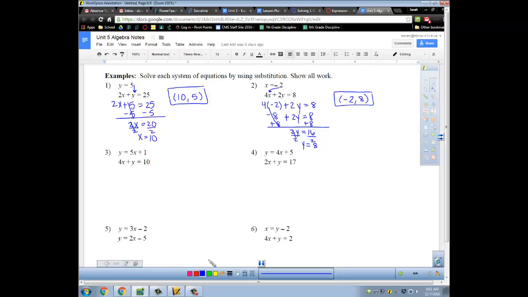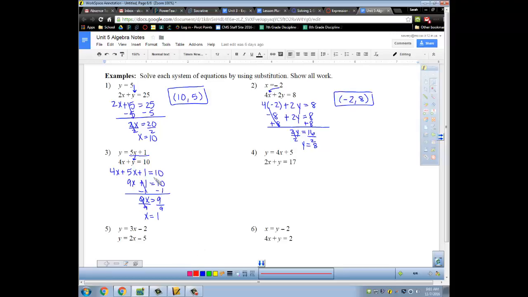Okay, we're going to get a little bit harder, where this time the variable by itself isn't just a plain number. It's a couple terms, so I'm going to take this 5x plus 1, plug it in for my y. So I get 4x plus this whole thing, so 5x plus 1 equals 10. 4x plus 5x is 9x plus 1 equals 10. Subtract 1 from both sides. 9x equals 9. Divide by 9 to get x equals 1.